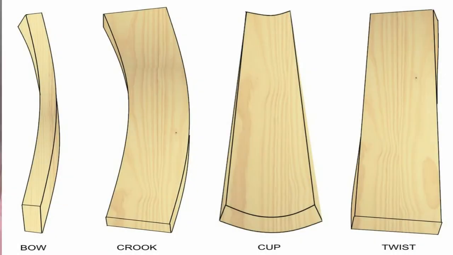The last defect of the wood is what we call warping. Warping is the distortion of the surface of the wood caused by unequal shrinkage of the board. There are four classifications of warping: the bow, crook, cup, and twist. The bow is when the face or yung mukha ng kahoy is convex or concave longitudinally. Sa crook naman, the edges of the board or the wood are convex or concave longitudinally. So they are completely opposite to the bow.